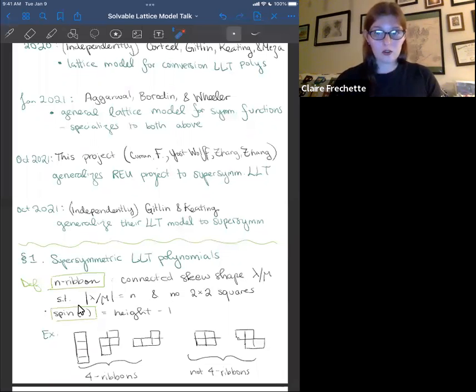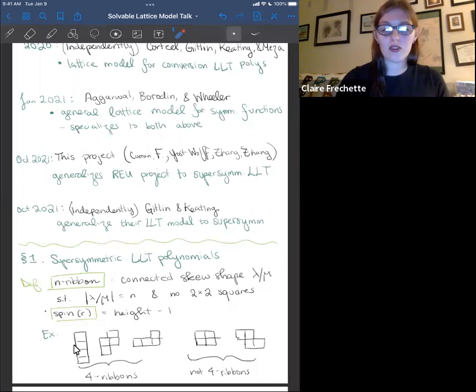That's based on the height. So it's the height of the ribbon minus 1. This should not be confused with the spin we frequently talk about in terms of lattice models. And I'm going to try in particular not to say spin when we're talking about lattice models so that you'll remember that spin only refers to this statistic.